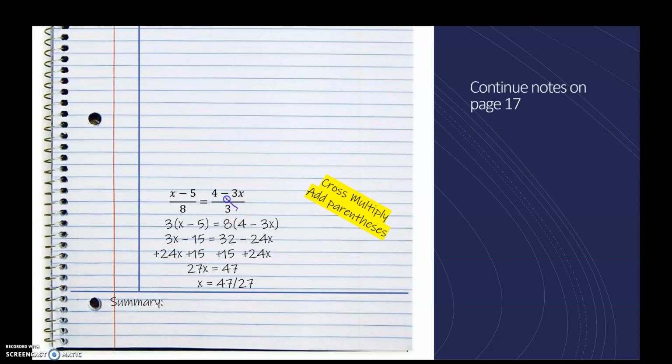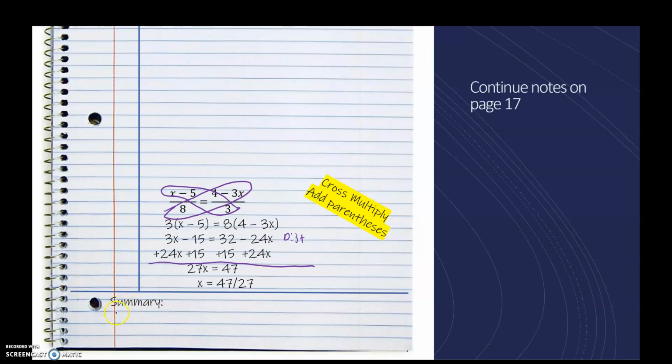When you take this 3, it's going to multiply to the x - 5. That's how you can see it outside the parentheses. And this 8 is going to multiply to the 4 - 3x. When you distribute, you get this step right here. This is the answer you get after you distribute. And then what we're doing next is we are adding 24x to both sides and adding 15. And that's how you get 27x = 47. Divide both sides by 27 and you get that ugly fraction.